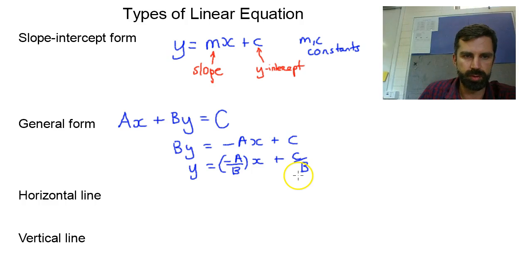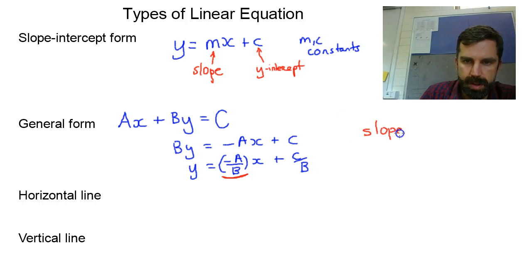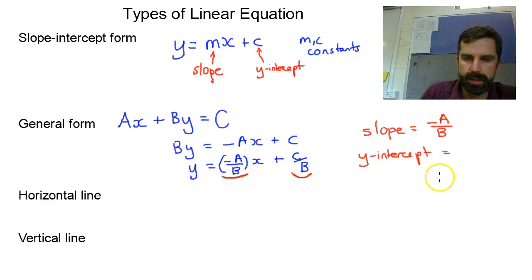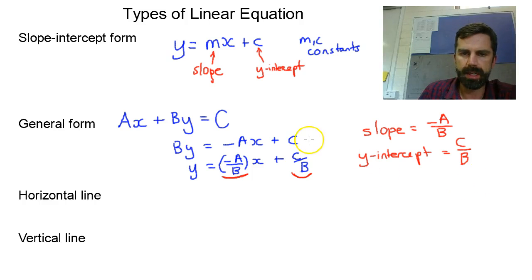So all I've done there is move from general form into slope-intercept form, and that tells us that this part here, the number in front of the x, just like in slope-intercept form, is telling us the slope, but we've taken it from the constants capital A and capital B. Now this number on the end is going to tell us the y-intercept. So if our equation's in general form, the y-intercept is capital C over capital B. Okay, so this is just 2 different ways of writing the same equation.